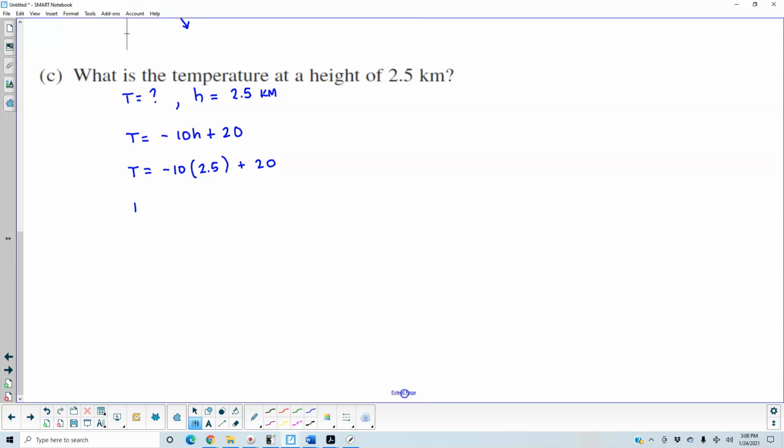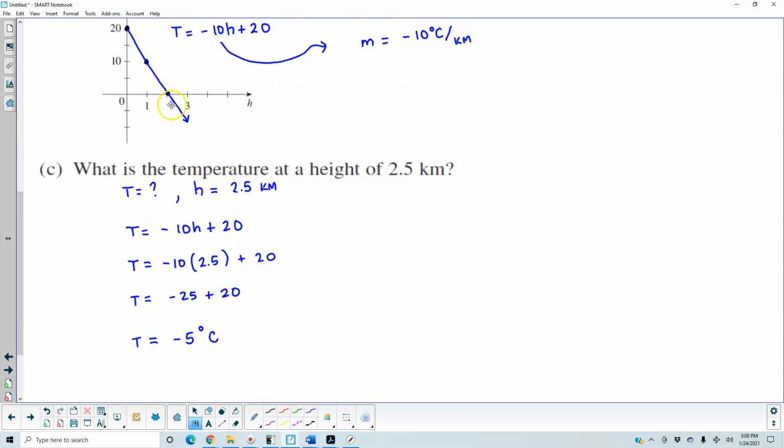We get T equal to negative 25 plus 20 degrees Celsius, so that becomes negative 5 degrees Celsius. So what is the temperature at a height of 2.5 kilometers? Well, it's negative 5 degrees. Now, if you look here at 2.5, if we wanted to graph that, you can see that it's going down in that particular direction.